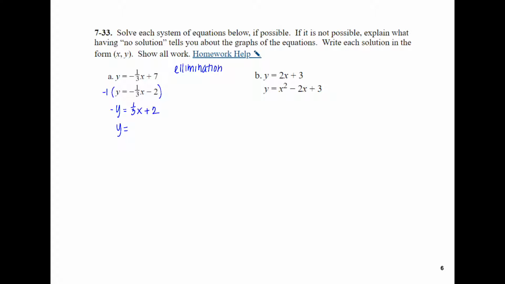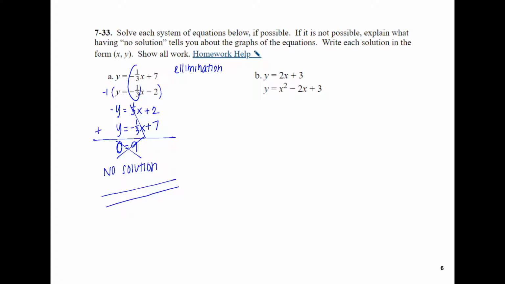I then am going to rewrite my top equation underneath it so that I can easily see to add these two things together. Negative y plus y gives me 0. 1/3 x plus negative 1/3 x gives me nothing here as well. And 2 plus 7 gives me 9. Well, the last time I checked, 0 does not equal 9, so we say there is no solution because it forms a false statement. And when we have no solution, these two lines would be parallel to one another.